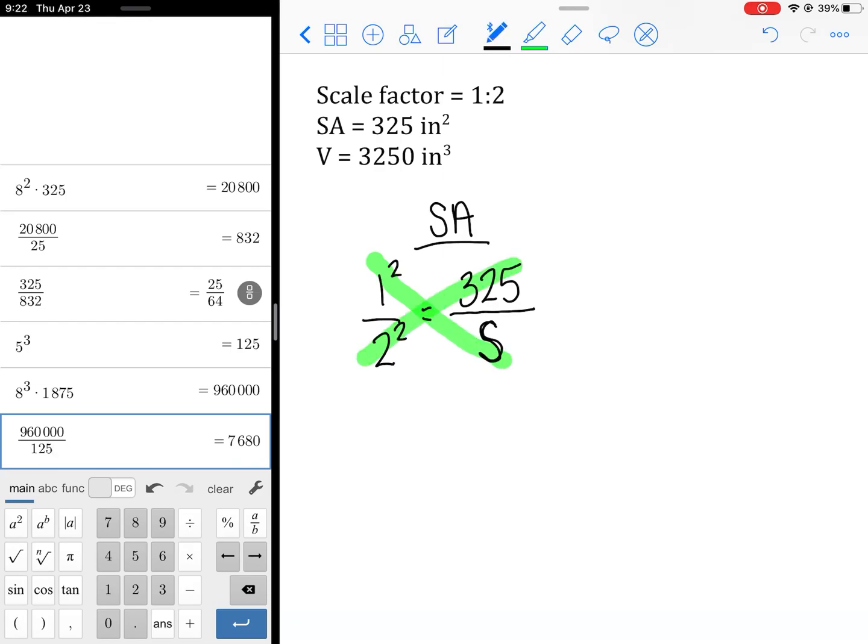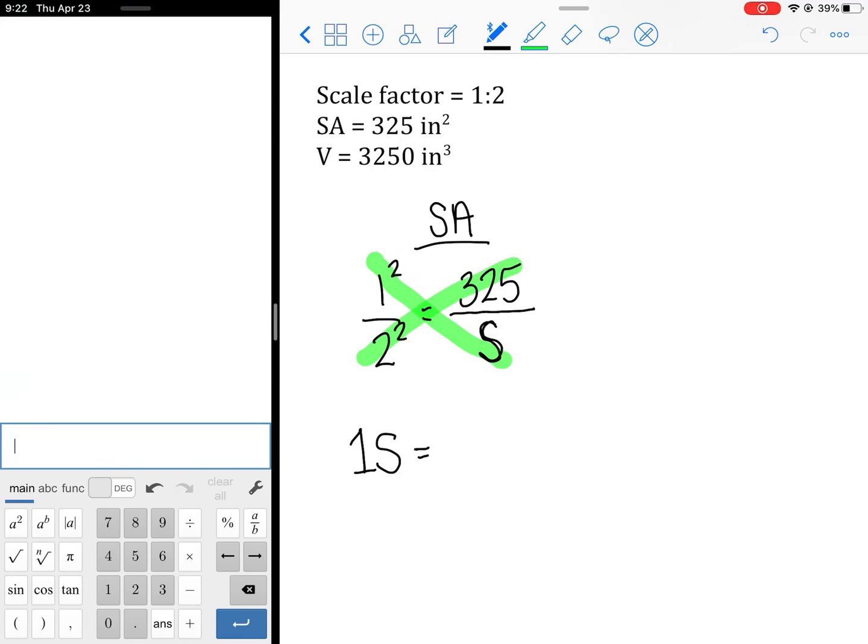So I have 1 squared times s, so that's going to be 1s. And then I'm going to do 2 squared times 325. So that's 1300. From here I can divide both sides by 1, but I know that that's not going to change anything. So I'm just going to say that s equals 1300, and I need to put units with it. In the original problem, my surface area was measured in square inches, so this will also be in square inches.